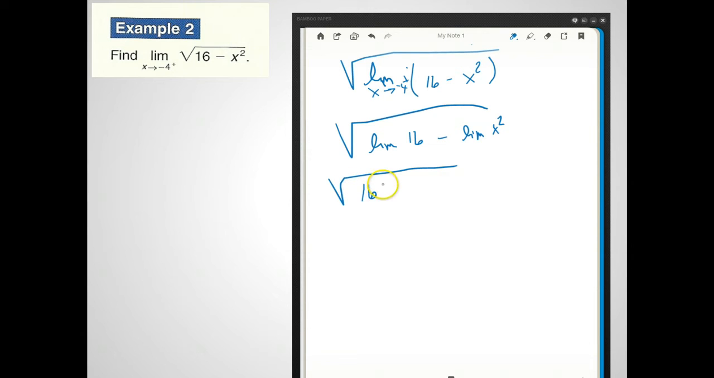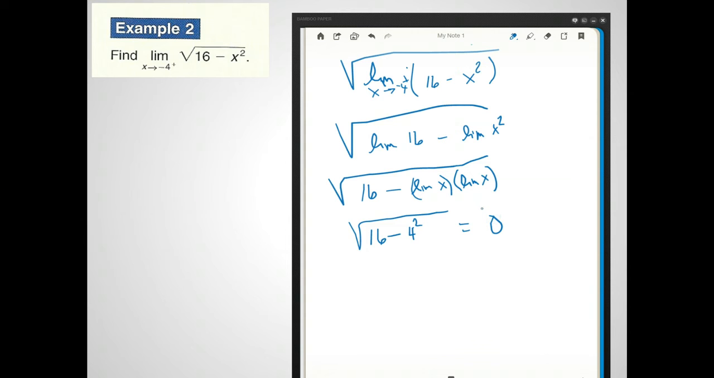this is 16. And then for here, the limit of x squared would be the limit of x as x approaches negative 4 times the limit of x. Well, the limit of each of these as x approaches negative 4 from the right is equal to negative 4. So we have 16 minus negative 4 squared, which would be 16 minus 4 squared, which is equal to 0.